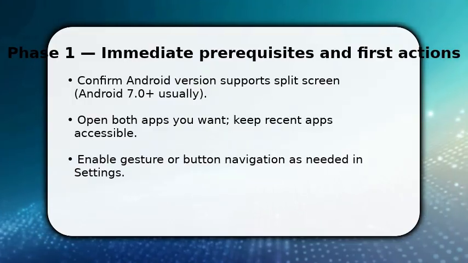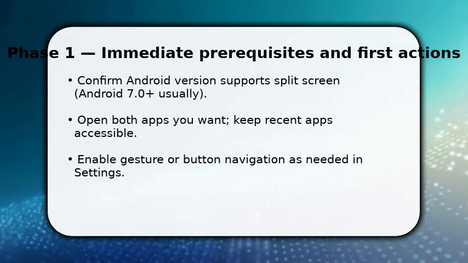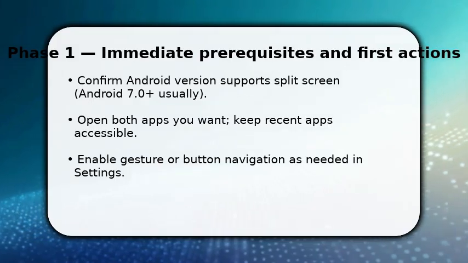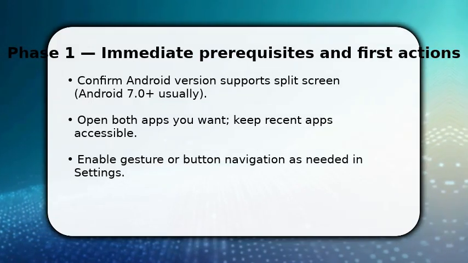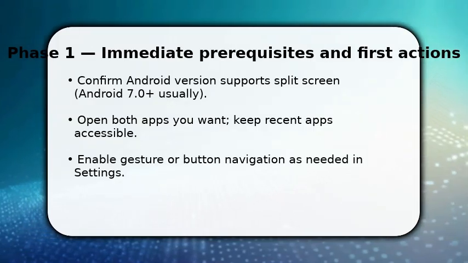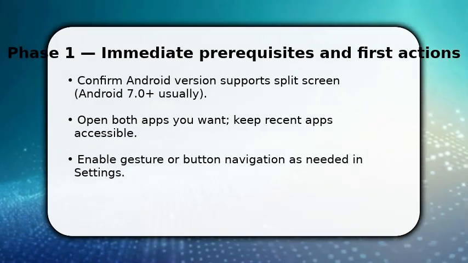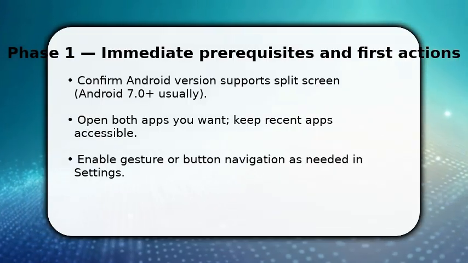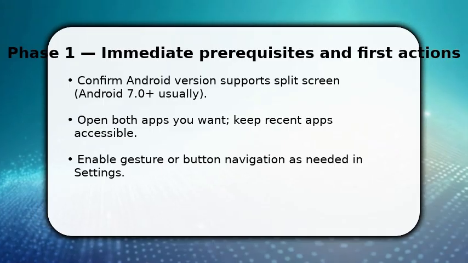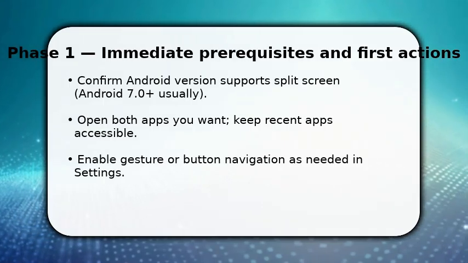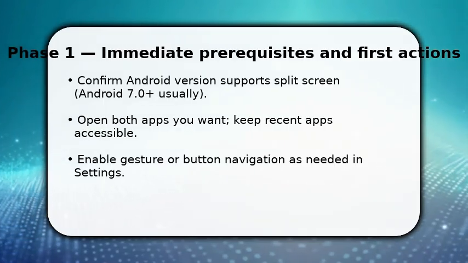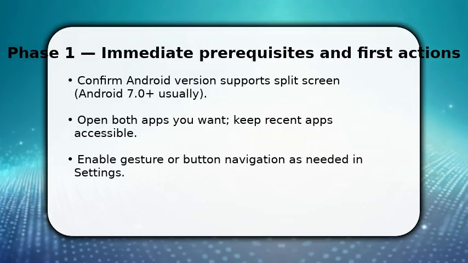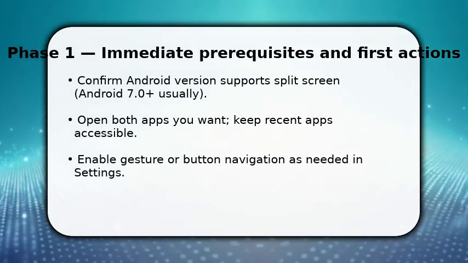You start by getting both apps ready. This saves time and prevents interruptions. Open the primary app, then open the second app so it appears in Recents. Once done, make sure your navigation mode, gesture or buttons, matches the method you'll use. You're doing this because split screen relies on Recents. If an app isn't in Recents, you can't pin it. So prepare both apps now, and we'll move straight to invoking split screen without extra setup steps.